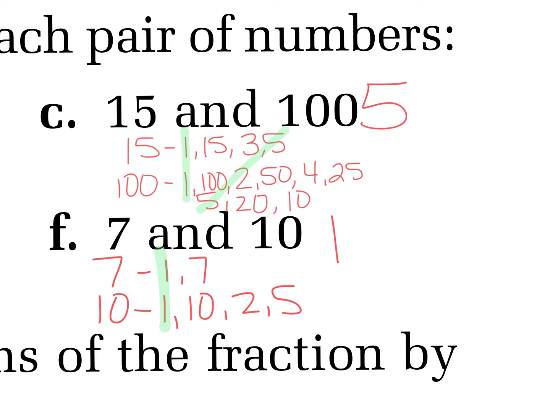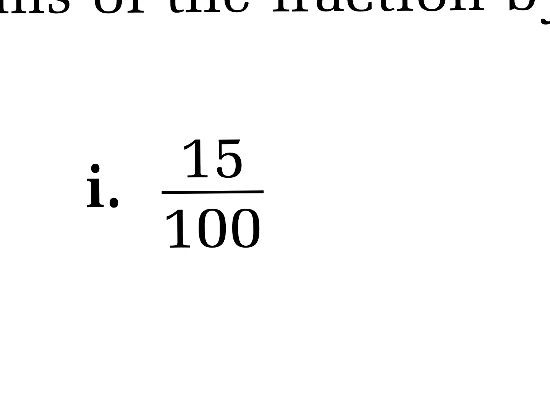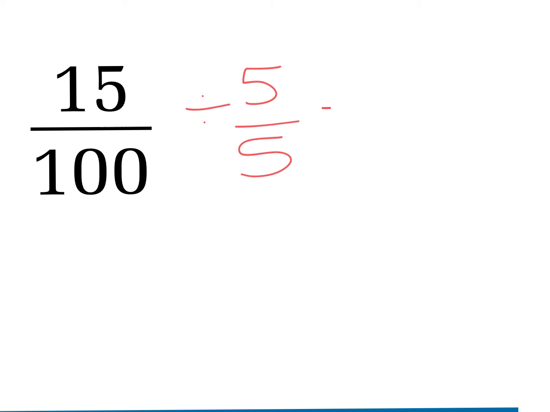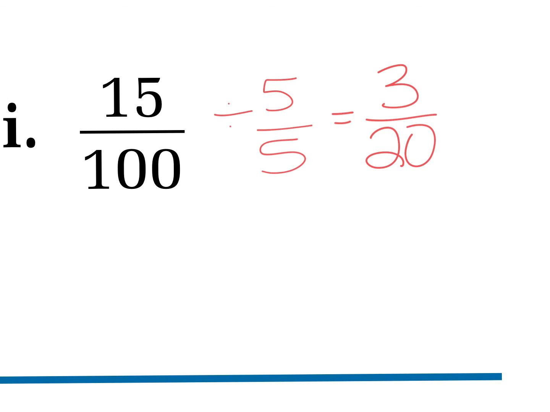And then we have 15/100, so that would be C. We found out our greatest common factor was 5. So we're going to divide 15/100 by 5. 15 divided by 5 is 3, and 100 divided by 5 is 20. So our reduced fraction of 15/100 is 3/20.